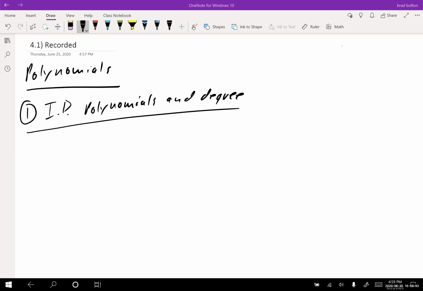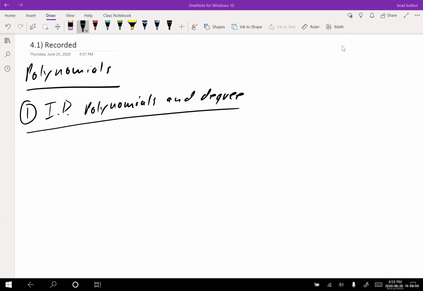Okay, you guys, so today we're going to work on 4.1. This is kind of the beginning of the newer material. Like I said, you've all probably seen polynomials, but we're going to do a little bit different stuff with it. So we're going to identify polynomials and their degree. That's the first thing we'll talk about.